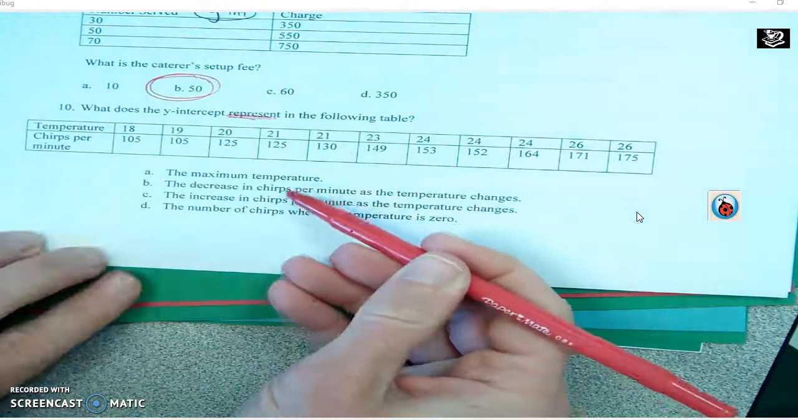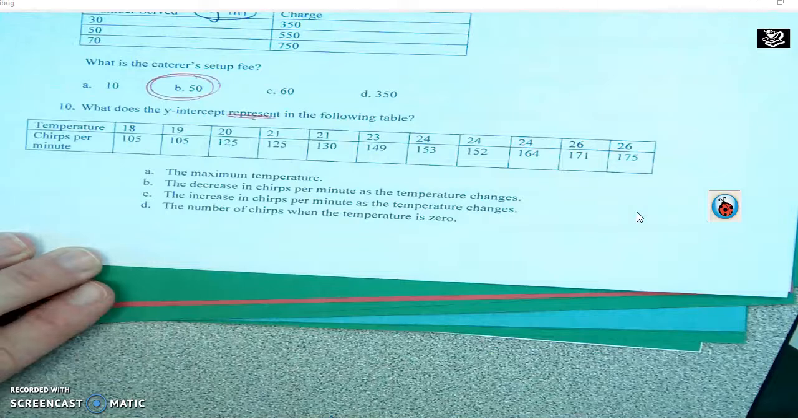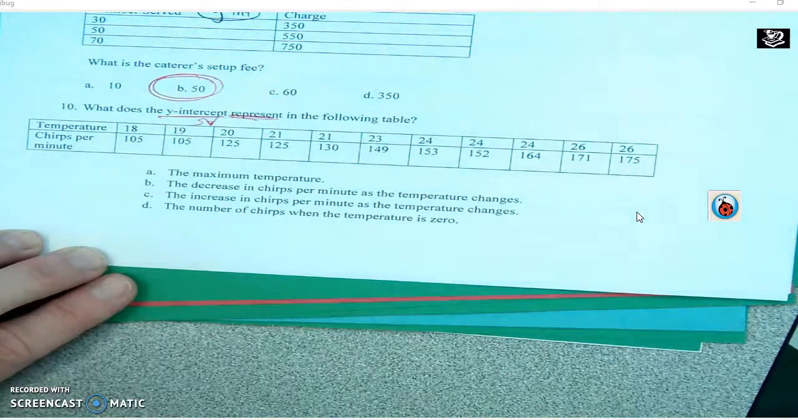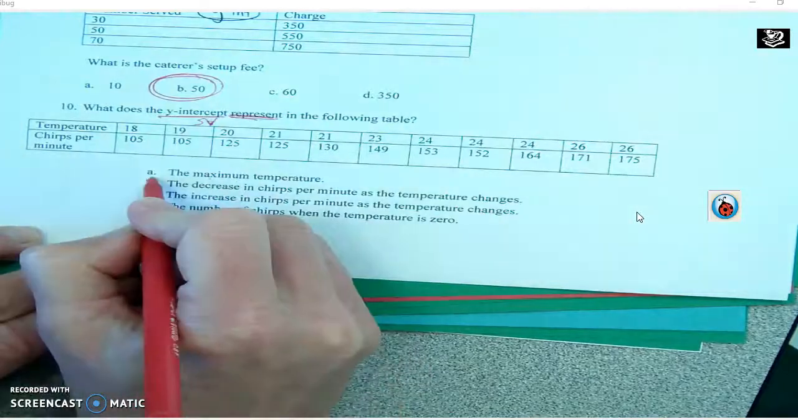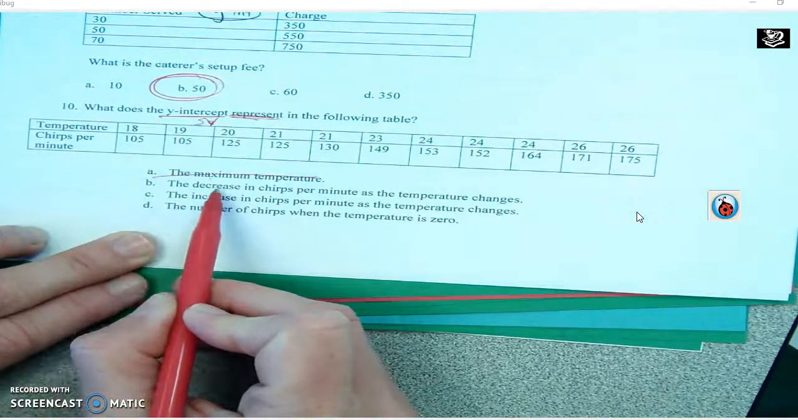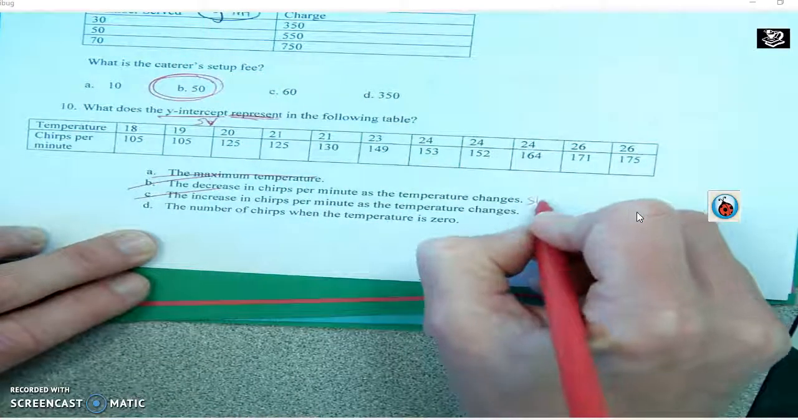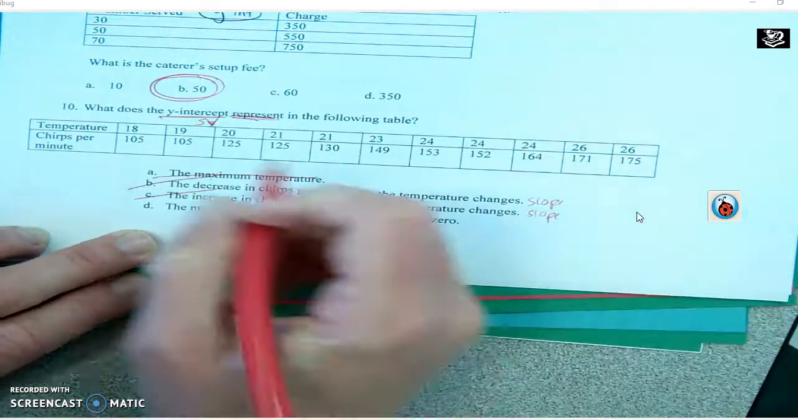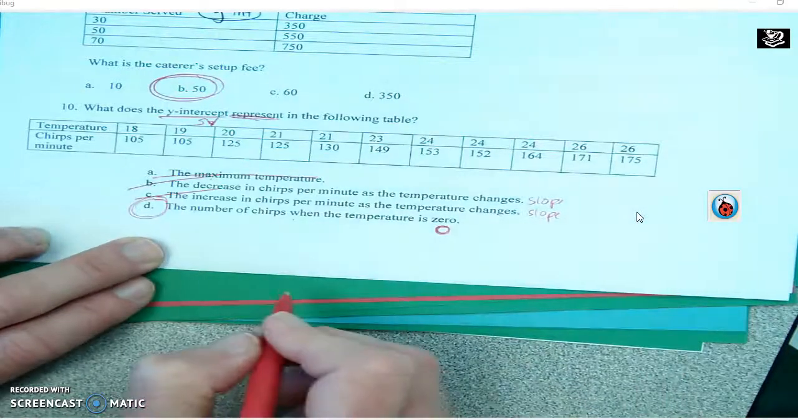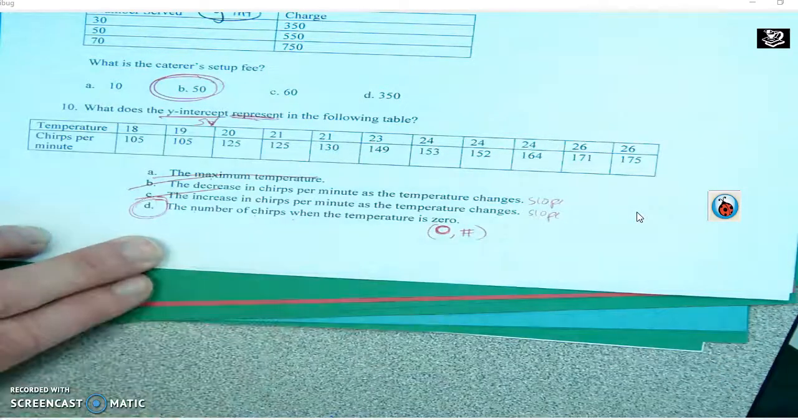Number 10, what does the y-intercept represent? Well, if you look at your answer choices, they don't have numbers, so I don't need to use Desmos. I just have to think through it. I'm looking for the y-intercept. Remember, the other word for y-intercept is starting value. So y-intercept has nothing to do with the maximum. The y-intercept also does not tell you whether it increases or decreases. That is slope. Slope would be decrease or increase. The y-intercept tells you the number of chirps when the temperature is 0, because your y-intercept is always when x is 0 and then a number.